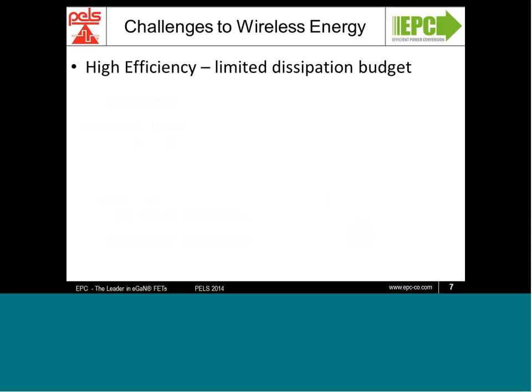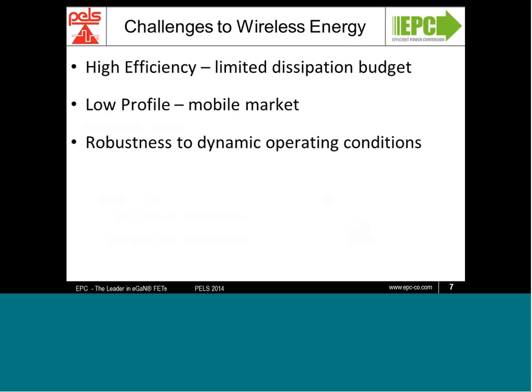Mainly limited to the dissipation budget, primarily driven by the cell phone industry, smartphones, but also driven by energy standards such as Energy Star that require a certain amount of efficiency for these systems. Low profile, again driven by the mobile market. We don't want a nice, sleek smartphone to suddenly turn into a large clunker simply because it can be wirelessly charged. And the robustness to dynamic operating conditions.